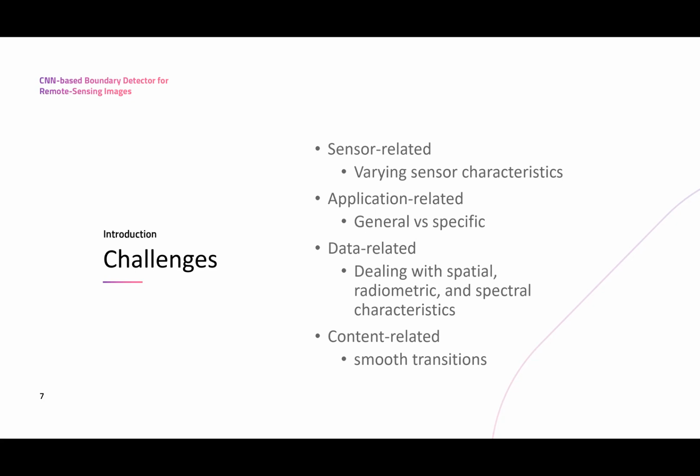The challenges, as I've said, sometimes it's sensor related. So we have different sensor characteristics. Maybe the pan sharpened band in one sensor has different characteristics, different resolution, etc., than another sensor. Another variation could be application related. Am I designing a boundary detector for a particular purpose, or is it more of a generic one? If you define it for a specific purpose, then you lose. It's no longer generic. You cannot use it for other purposes, or it might be less optimal.